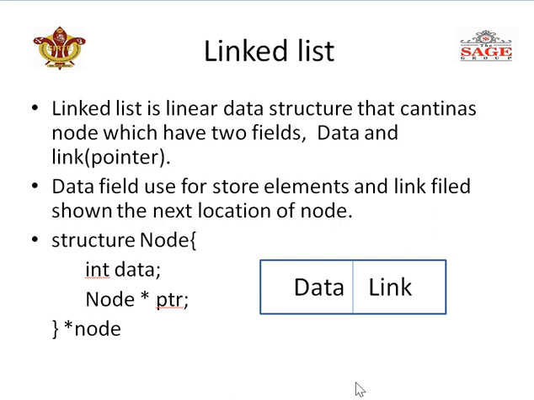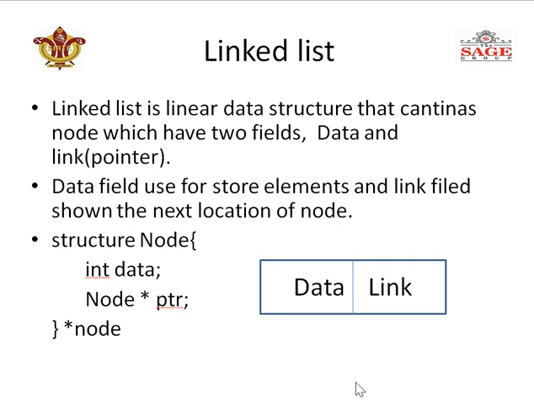Initially, if you want to create a linked list, we simply occupy the memory as a chunk, a small piece of memory, and this memory is divided into two parts, data and link. In data we store the actual data, and link we make null. That is the initial position.